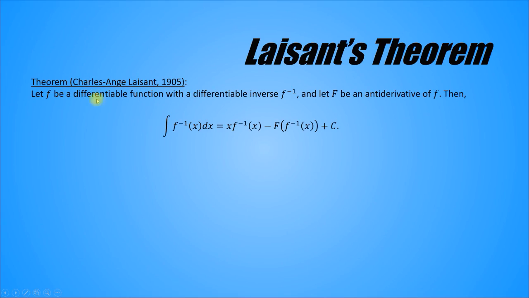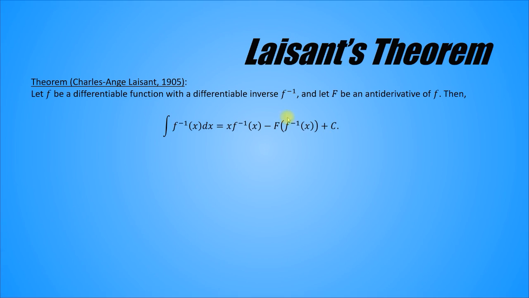Let f be a differentiable function with a differentiable inverse, denoted f inverse. And let capital F be an antiderivative of little f. Then the integral of f inverse of x dx equals x times f inverse of x, minus capital F composed with f inverse of x, plus the usual additive constant.